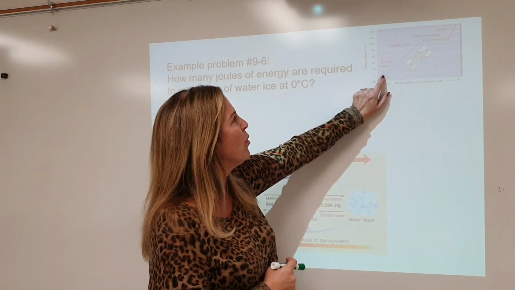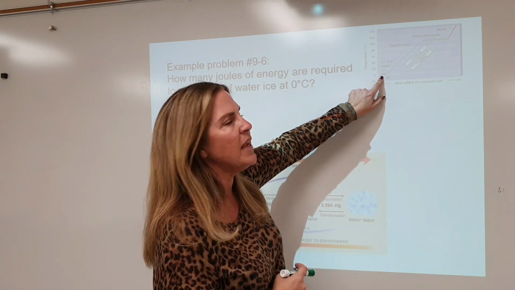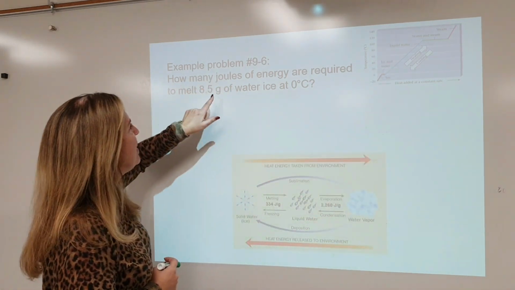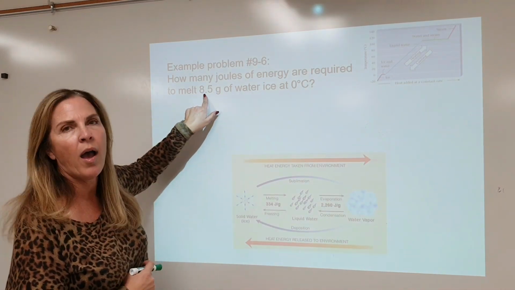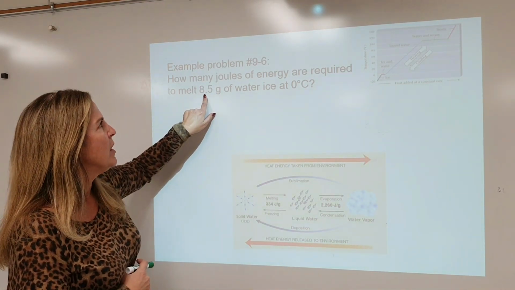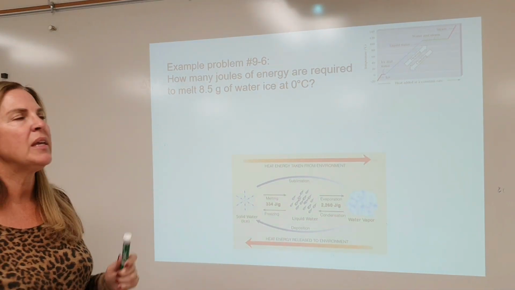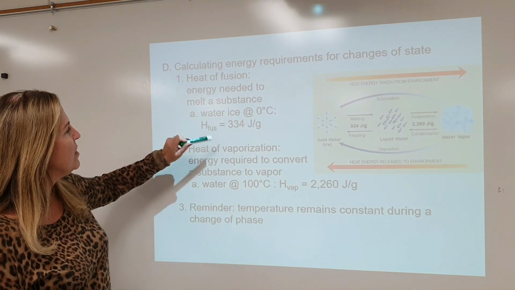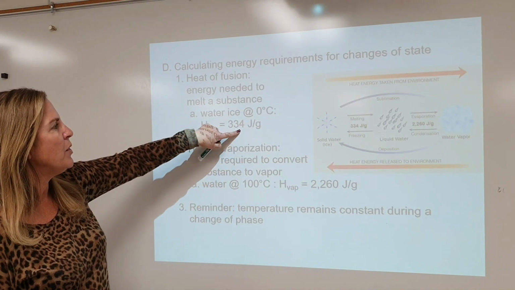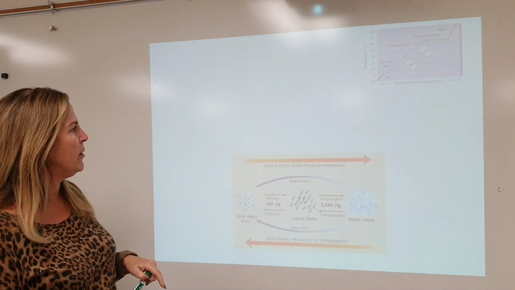So that means I am right here, right? And I have a combination of ice and water. And it's telling me that I have 8.5 grams of that ice-water mixture. So what I need in order to do this is the heat of fusion of water, which we have here. So the heat of fusion for water is 334 joules per gram. So now I'm going to come back over here.